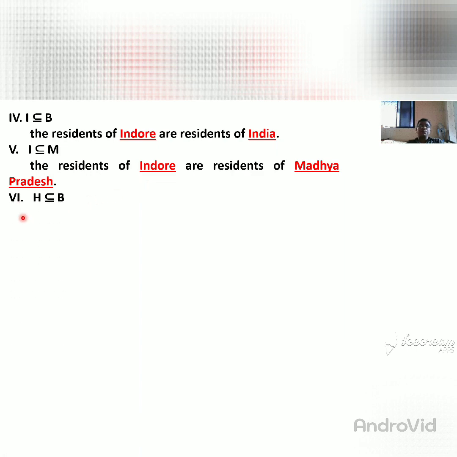What will be the next possibility? Let's see what is written here. H is the subset of B. What is H? H is Maharashtra. What is B? B is India. Maharashtra is in India, so Maharashtra is the subset of India. So we write H is the subset of B.